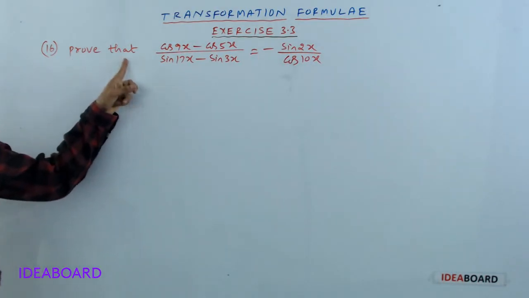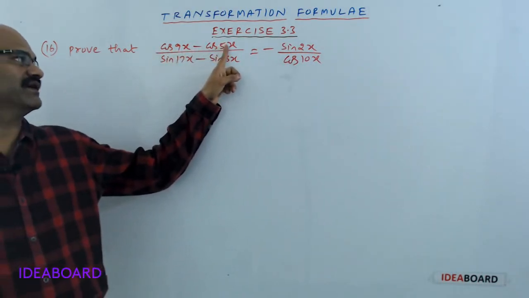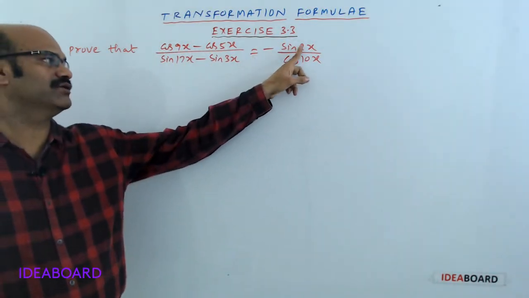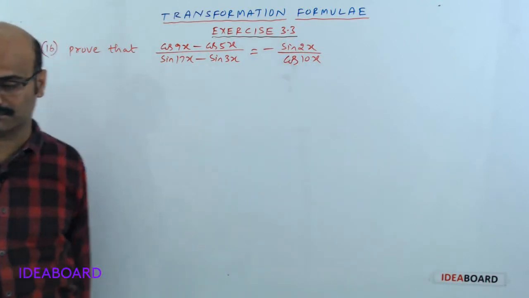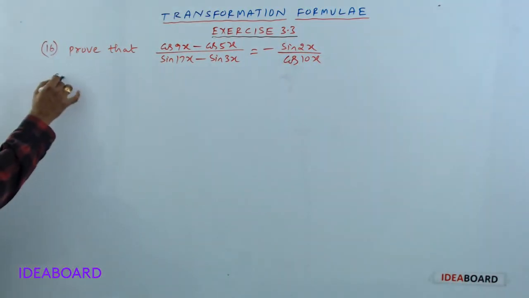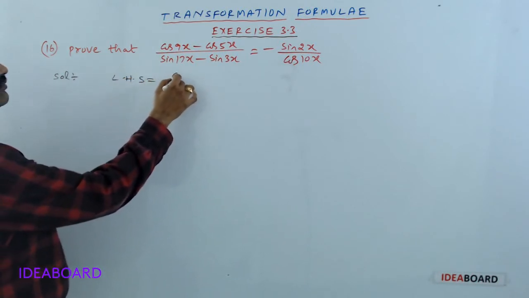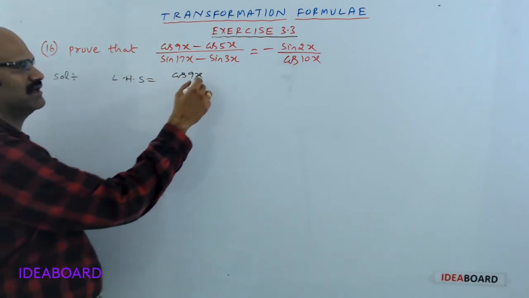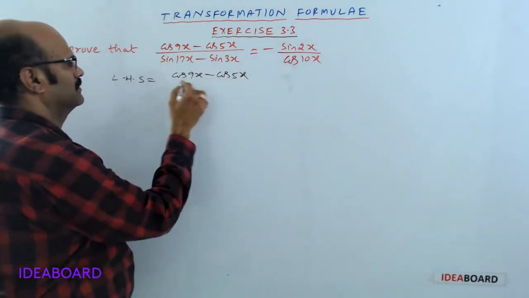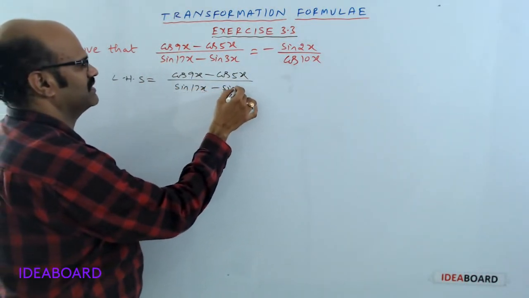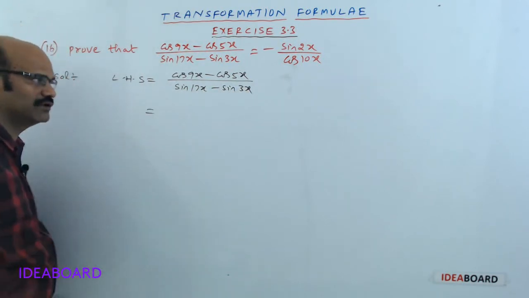Sixteenth problem. Prove that (cos 9x minus cos 5x) by (sin 17x minus sin 3x) equal to minus sin 2x by cos 10x. Solution. LHS equal to (cos 9x minus cos 5x) by (sin 17x minus sin 3x).